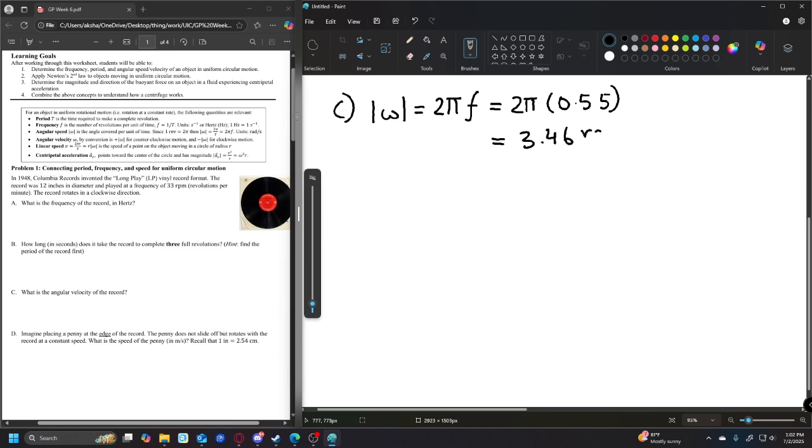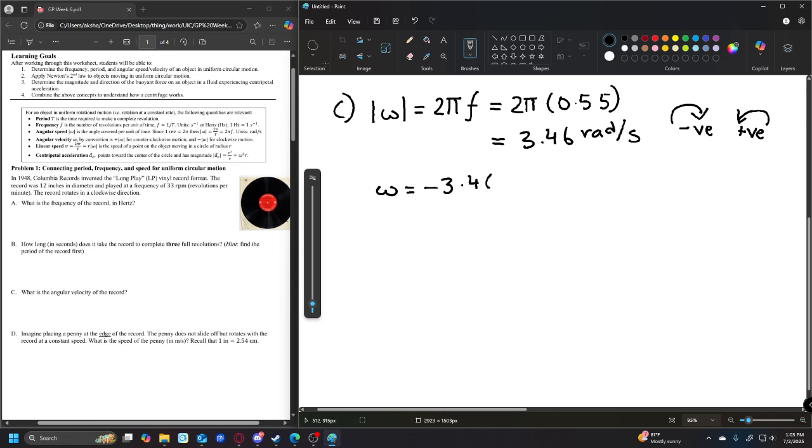3.46 radians per second. But remember that this is moving in the clockwise direction, and according to our convention, clockwise is negative, meanwhile anti-clockwise is positive. So the value of our angular velocity is finally minus 3.46 radians per second. This negative comes from the fact that it's going clockwise, and radians per second is the unit.